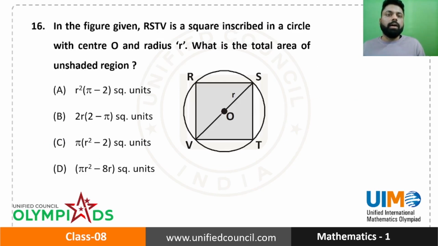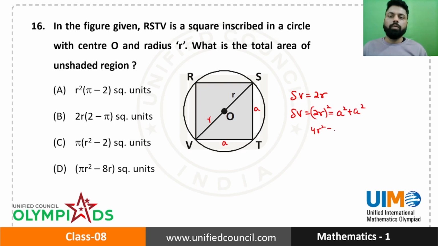In the given figure, RSEV is a square inscribed in a circle with center O and radius R. What is the total area of the unshaded region? So let us assume that if this is R, this is also R. SV is equal to 2R. This is A. This is A. 2R square is equal to A square plus A square. That means 4R square is equal to 2A square. A square is equal to 2R square, or A is equal to root 2 R.